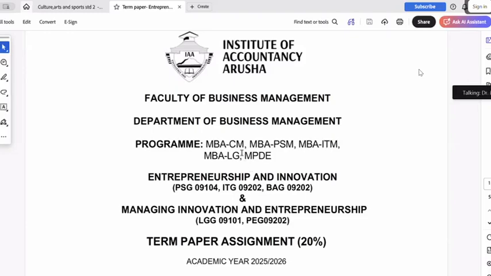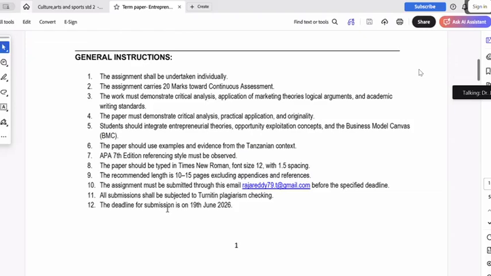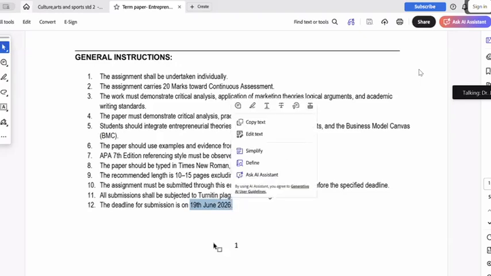So concerning the term paper, we have some general instructions. But the most important, I would like this paper to be submitted through the email address as shown in the instructions. And the deadline for submissions will be 19th June 2026. That means 3 weeks to come from today.